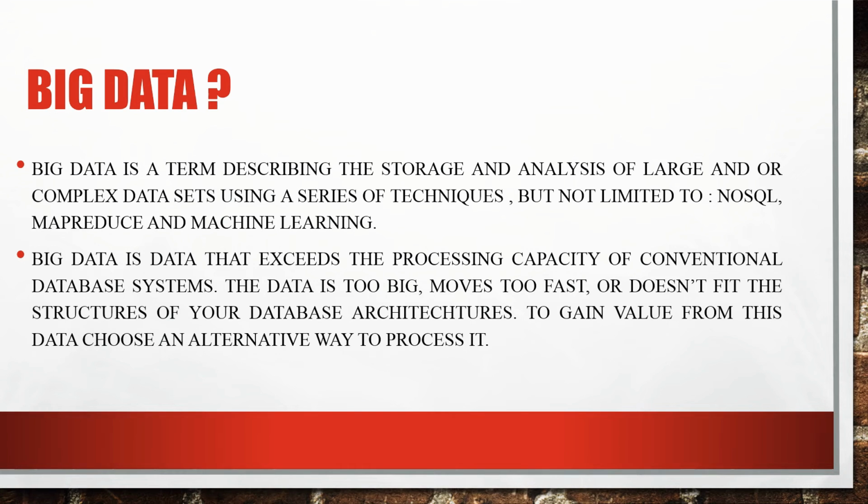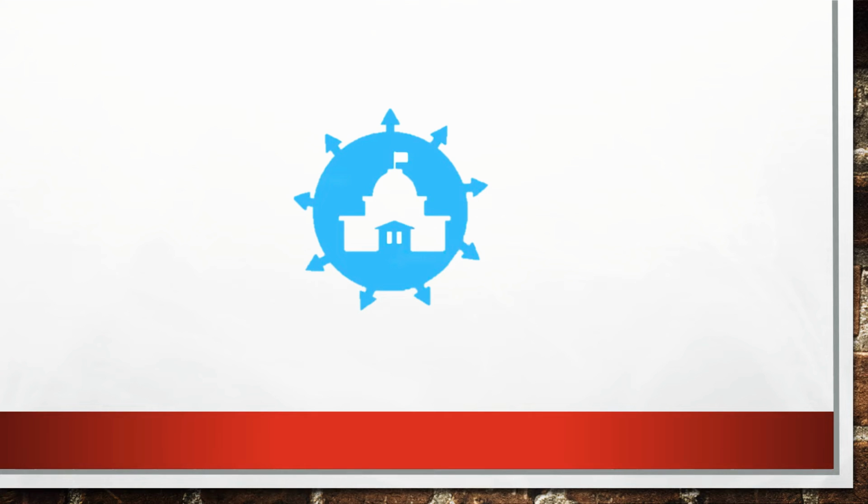To understand big data more clearly, I will show you some practical examples from daily life. See, this blue circle with a white building and a flag on it is none other than a government. Yes, it is a government structure, you can imagine it.